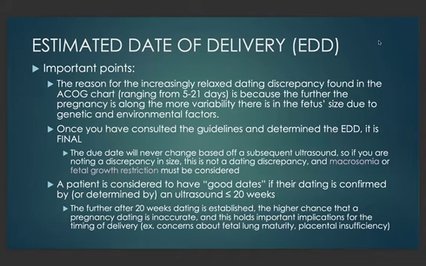Exactly. And something else that's really important is to know that once you have your EDD, or estimated date of delivery, this is final. So this will never change based on any subsequent ultrasound that you do later on in the pregnancy. So if you do note a discrepancy in the size with the original dating, don't worry. It's usually just due to a different factor, with the baby being either bigger or smaller than expected. And as you go along further in the pregnancy, there is a lot more variability in the size of the fetus just due to genetic or environmental factors.